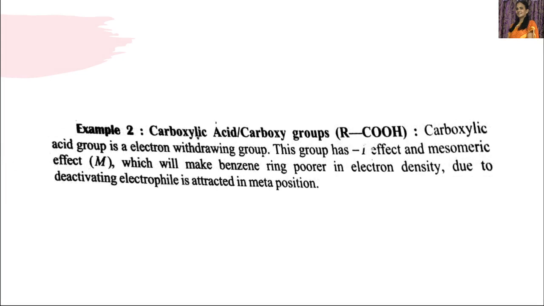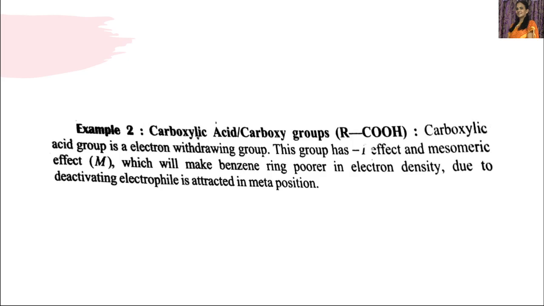Now, let's consider another example, that is the carboxylic acid group or carboxy group, COOH group. This carboxylic acid group is also a meta-directing group. It is also an electron withdrawing group. This group has a minus I effect and a mesomeric effect, that is M effect, which will make the benzene ring poorer in electron density as it attracts the electron density from the benzene ring. The electron density on the benzene ring decreases.